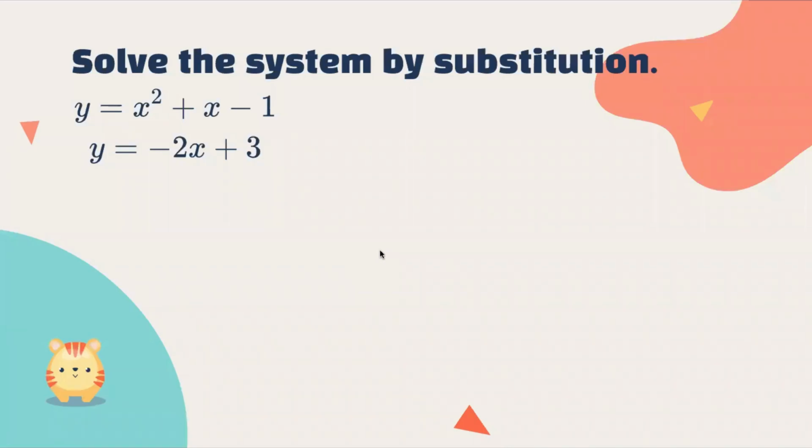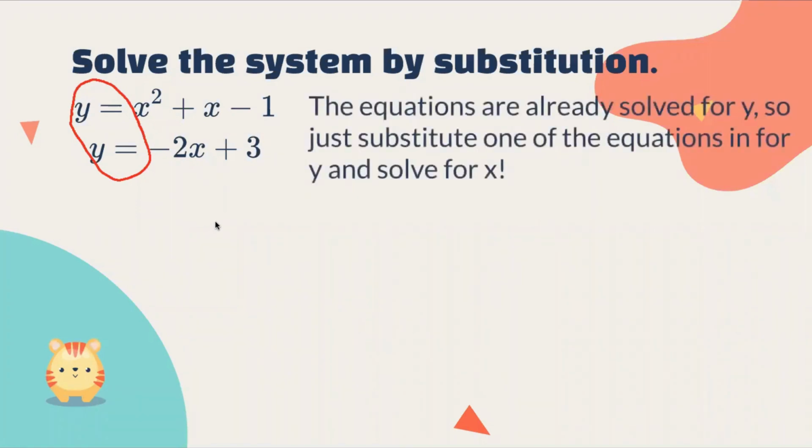Here is an example for us to try. We're going to solve this system using substitution. Our first equation is y equals x squared plus x minus 1, and that's going to be our quadratic equation. And our second equation is y equals negative 2x plus 3, which is our linear equation. The very first step you want to take when using substitution is to make sure that at least one of your equations equals either x or y. In this case, both of our equations already equal y, so we can just go ahead and substitute one of the equations in for y and solve for x.